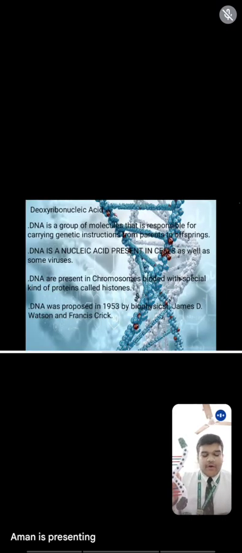Deoxyribonucleic acid is a group of molecules that is responsible for carrying genetic instructions from parents to offspring. DNA is a nucleic acid present in cells as well as viruses. I have put viruses here because viruses lie on the borderline of living and non-living. When viruses enter a host living cell, they capture the DNA machinery and make copies of the viruses, and thus they infect each and every part of the body.